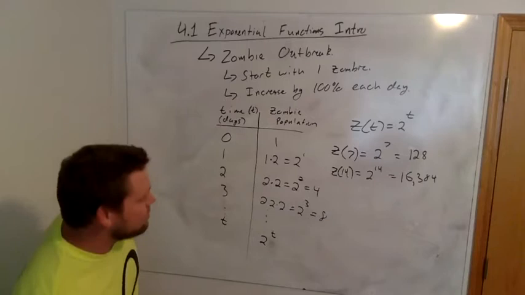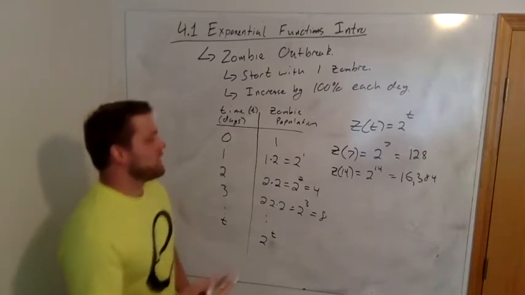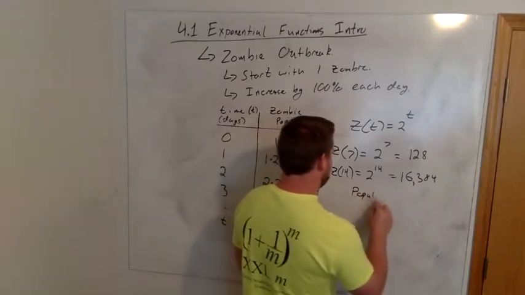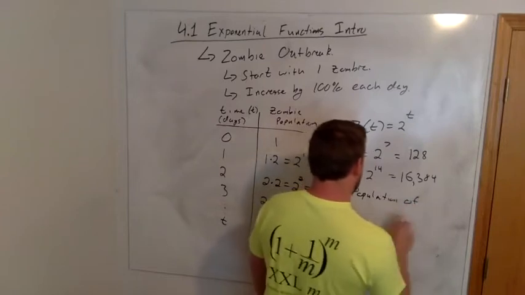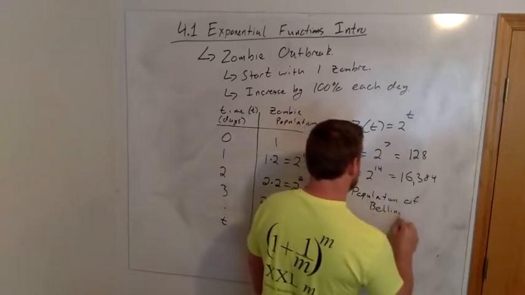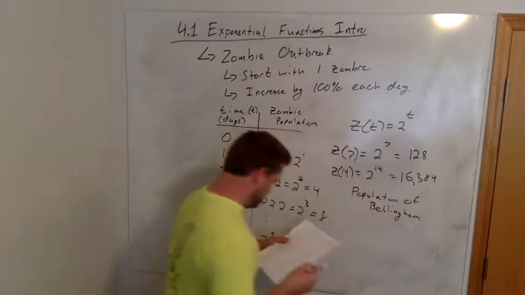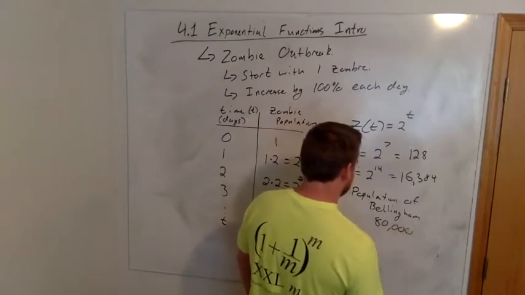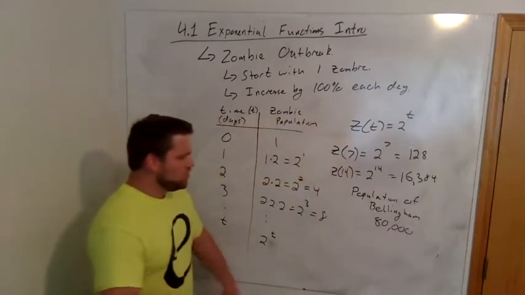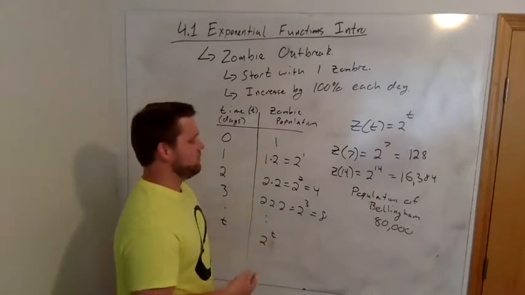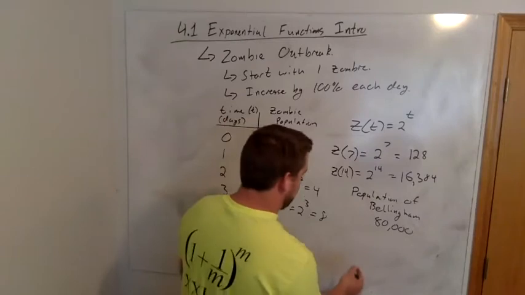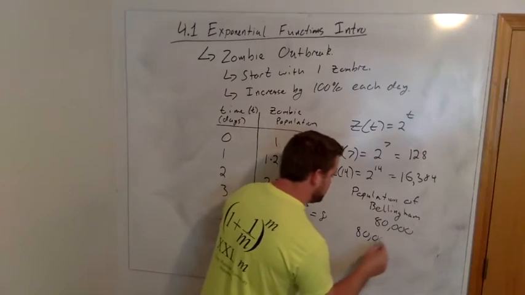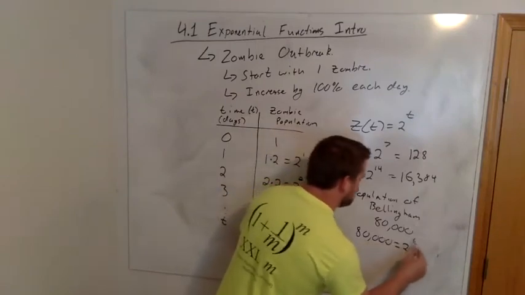Well, maybe we want to know how long do we have to live? Here in Bellingham, what's the population of Bellingham? Okay, my notes tell me it's roughly 80,000. So how long till Bellingham gets overrun? What we'd essentially want to solve here is what value of t we would plug in to get an output of 80,000.